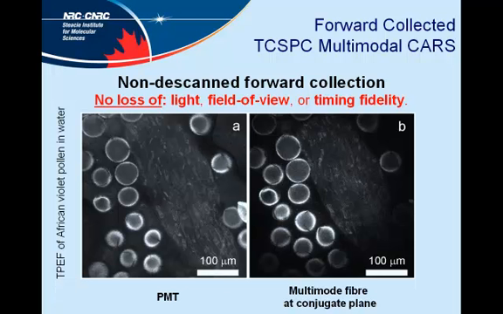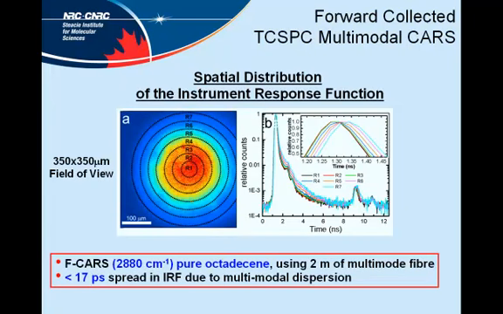And this is the image you would get of this pollen in water when you just put a PMT and collect all the forward non-descanned light. And this is what you get when you put the multimode fiber at the conjugate plane. And you can see it's not perfectly the same, maybe a little bit of a loss there, but it's really not too bad. This is several hundred micron by 100 micron field of view. So the field of view is not really a big problem. So then the next question is, what about your time resolution? Have you spoiled your time resolution by having this multimode fiber?